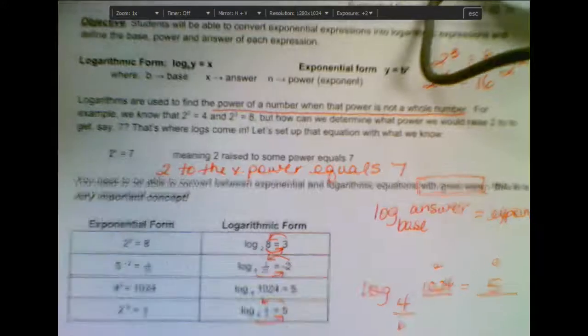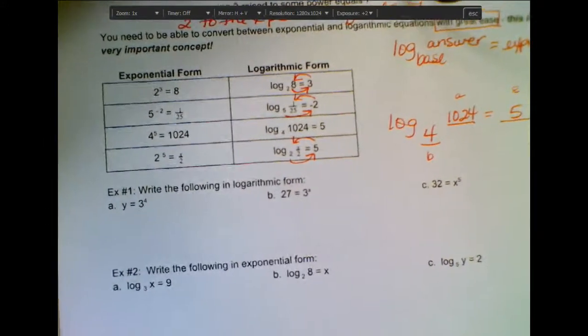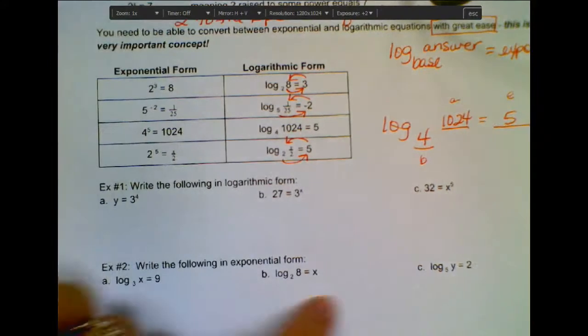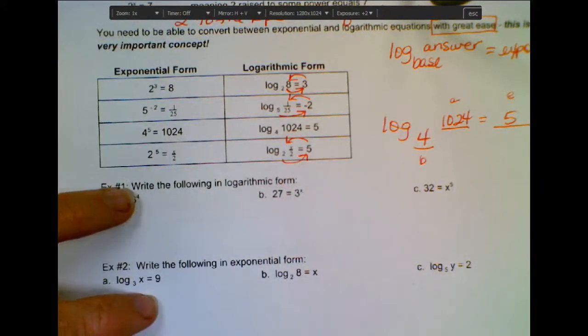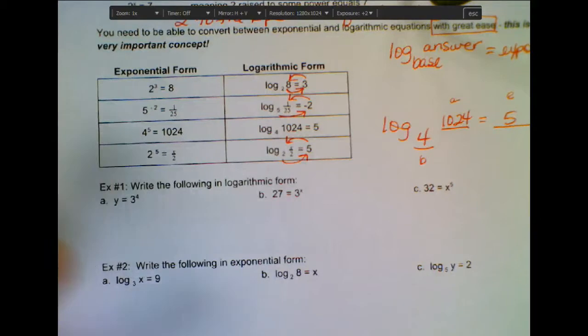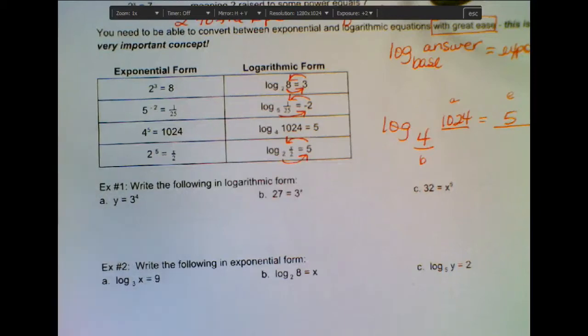Now we're going to have some practice writing in logarithmic form, and then by the same token, flipping them around to exponential form. This you have to be very, very adept at. I can't emphasize that enough. We're going to do practice in class. I'm going to quiz you on this. You must be very good at this. It's not optional.